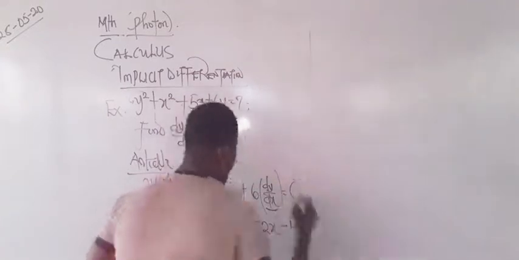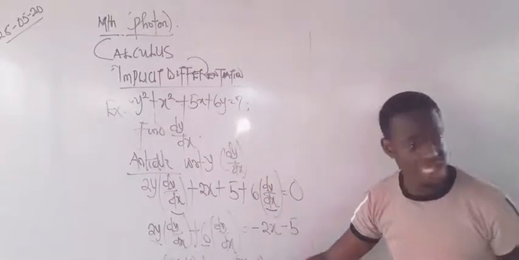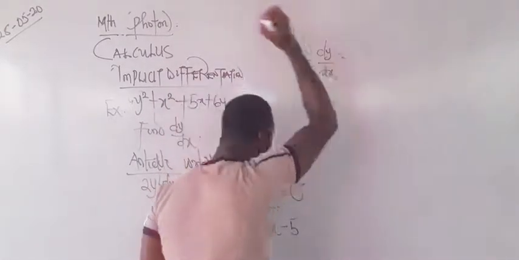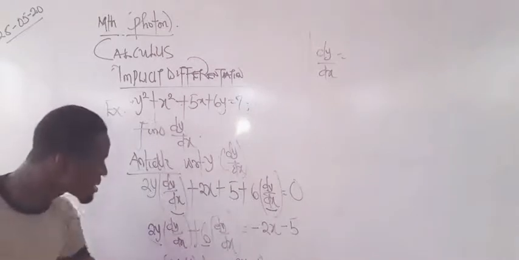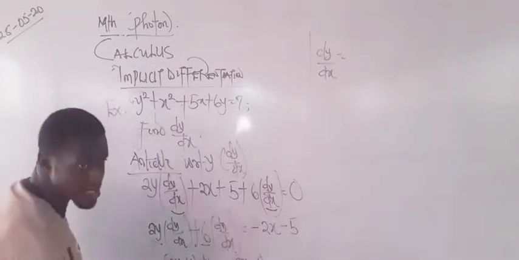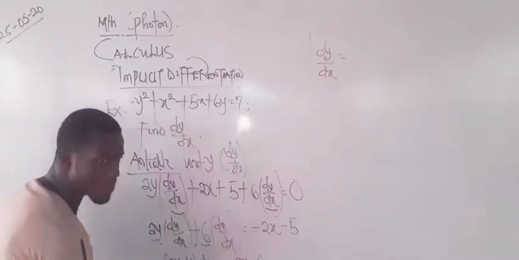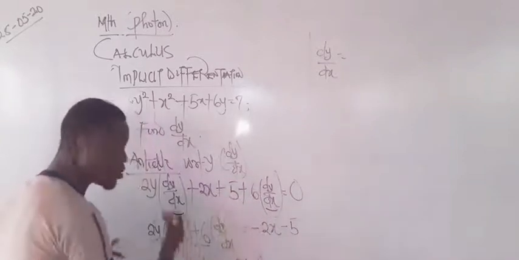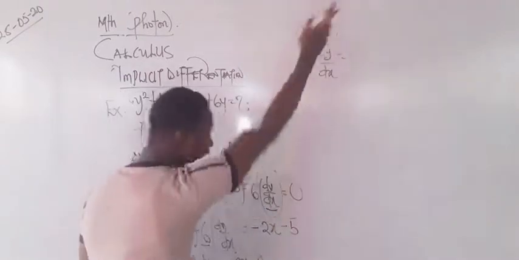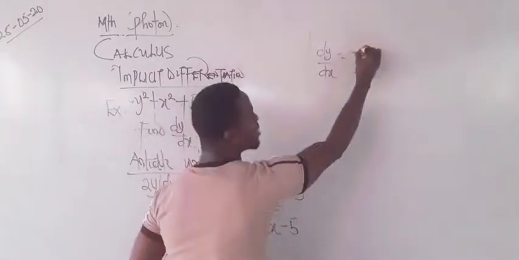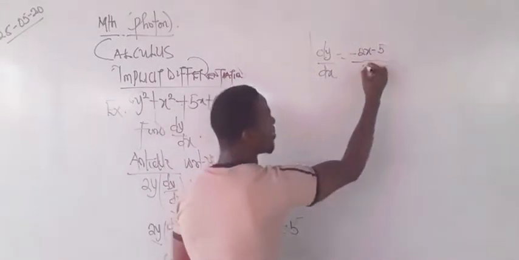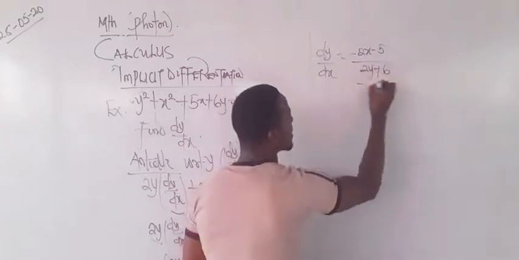Now, finally, to get my final answer, I need to make dy over dx the subject of my formula. And if that is true, dy over dx will now be equal to, I am going to divide both sides of the equation by the coefficient of dy over dx. And what is the coefficient here? 2y plus 6. So if I say 2y plus 6 divided by 2y plus 6, what do I get? 1. And in math, whatever I do to the left, also do to the right. So let's assume we've done this. So what am I going to write? Dy over dx equals minus 2x minus 5 divided by 2y plus 6. This gives us our final answer.